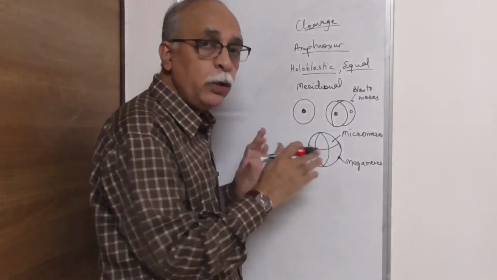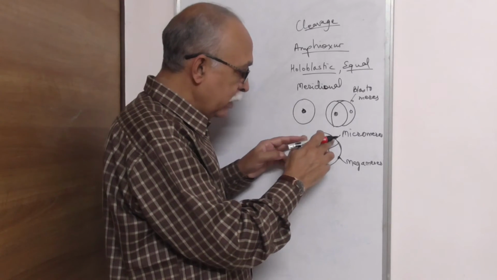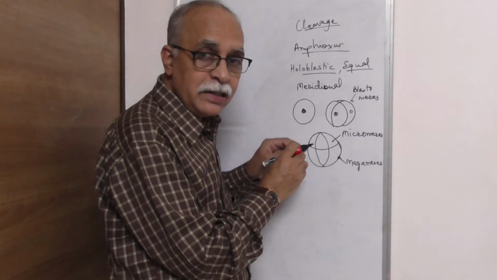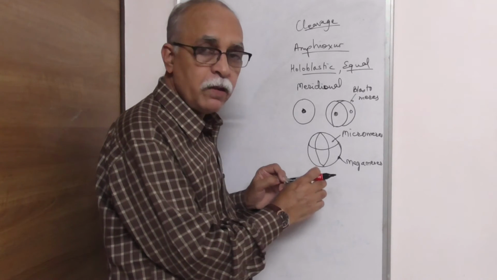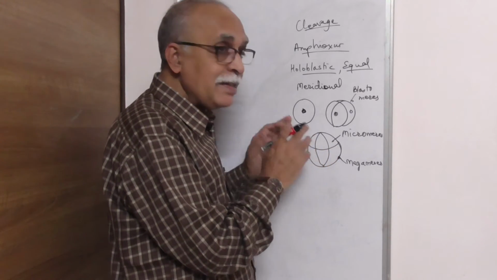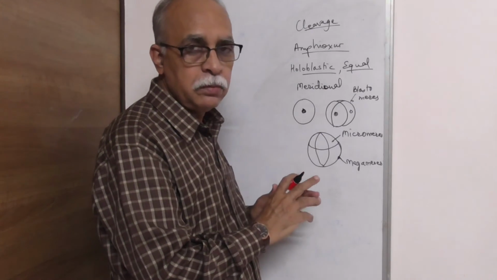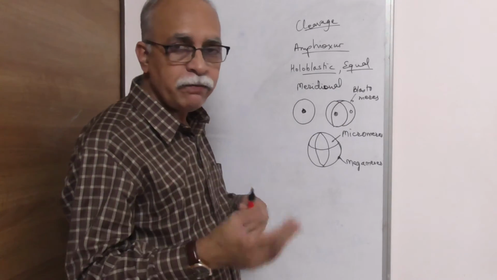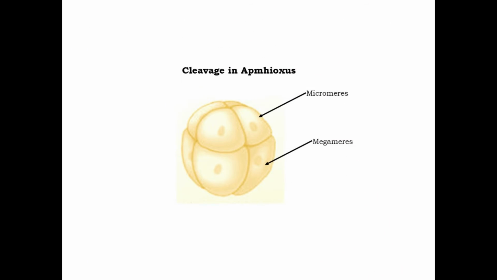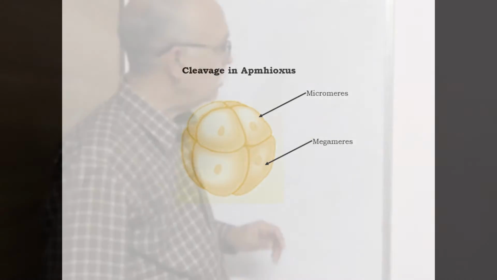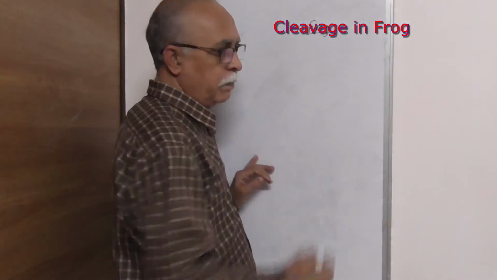Further, these cells will continue to divide. So these cells will divide into relatively smaller cells, micromeres, and these will divide into relatively larger cells, that is megameres. Mind well, the difference is there, but it's not so remarkable. We will know that when we actually have a look at further stages of development. Then we will talk about cleavage in frog.